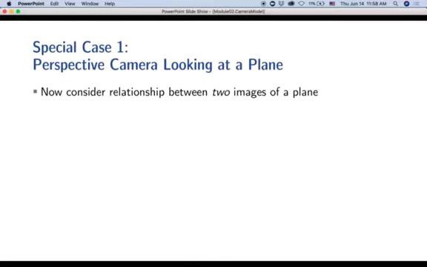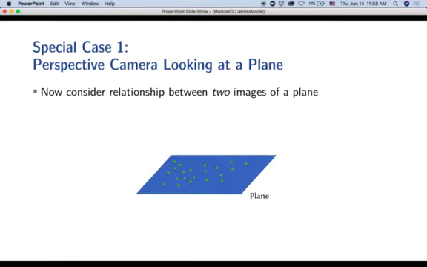Now, since I know that the world points, which are on a plane, let's say on this table here, are related to the image points by a homography, let's consider the relationship not between one image and this world plane, but between two images of this world plane taken by a pinhole camera, where the world is still planar. This is that plane, and there are some points on it. Let's call that plane xy, Z is equal to 0.